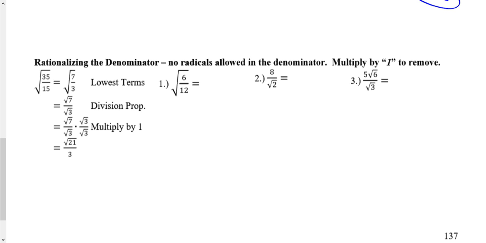If I can, the first thing I should do, and it won't always work, is try to put this, whatever it is, in lowest terms. It's going to be easier to work with. So if I divide top and bottom by 5, I get the square root of 7 over 3, right? Everybody with me? Now let's apply that division property. This becomes the square root of 7 divided by the square root of 3, right?